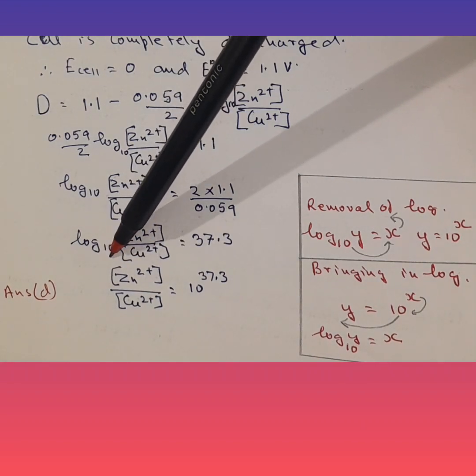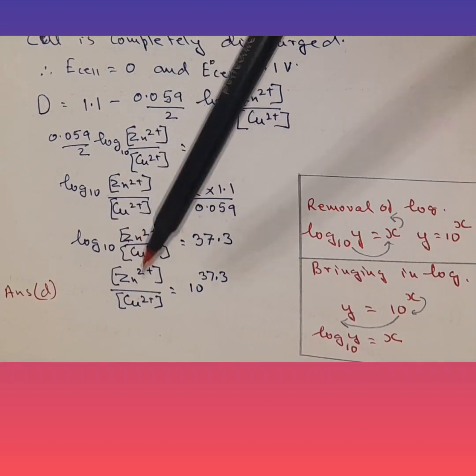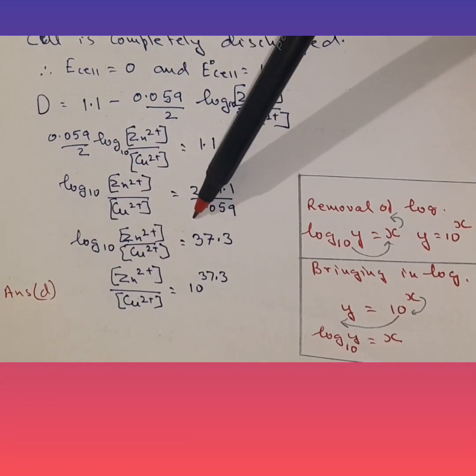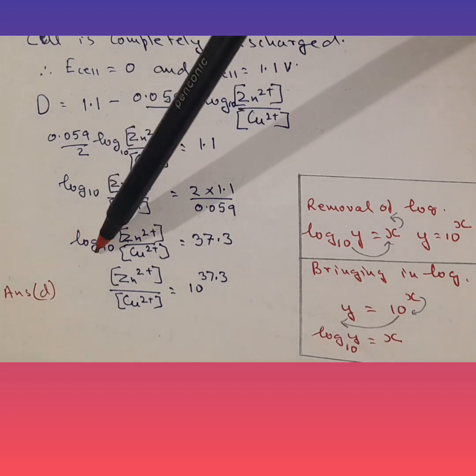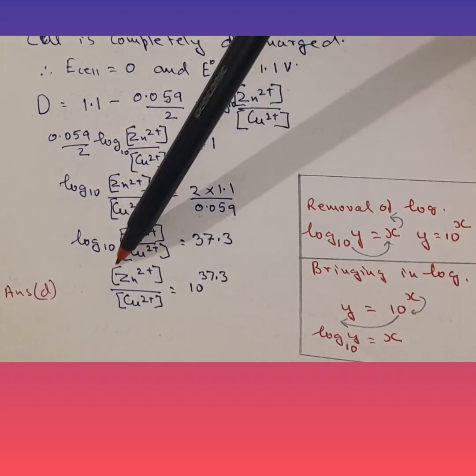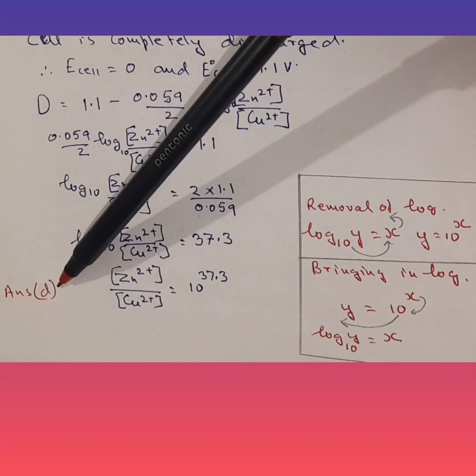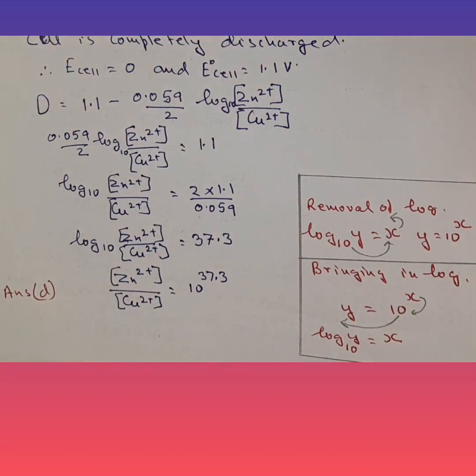So what happens over here? Assume this thing to be our y. So 10 comes up, 37.3 goes up, and the log disappears. And this is the value that we get. And the answer is D. Okay, I hope it's clear.